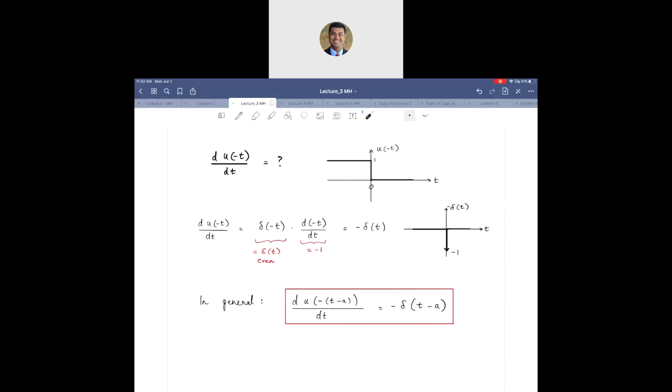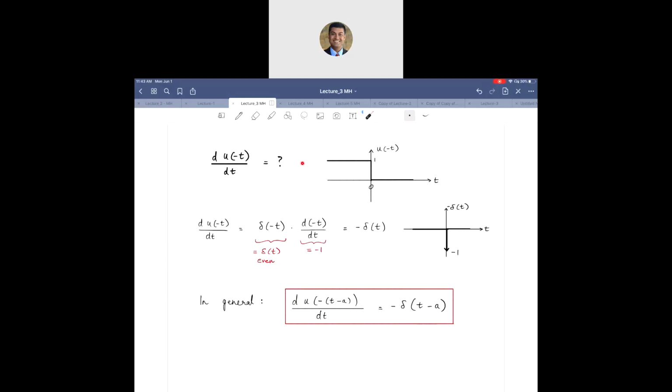How about differentiating u of minus t with respect to time? We can still apply the chain rule and get to this answer. So u of minus t is essentially a time flip. So you have taken the unit step, you have flipped it with respect to the vertical axis, and you have got u of minus t. Differentiating u of minus t with respect to time will be delta of minus t. Delta of minus t and delta of t are the same because an impulse function is an even function. Differentiating minus t with respect to time is going to lead to negative 1. So that evaluates to negative delta of t. So this would be an impulse function pointing down with a weight of negative 1.